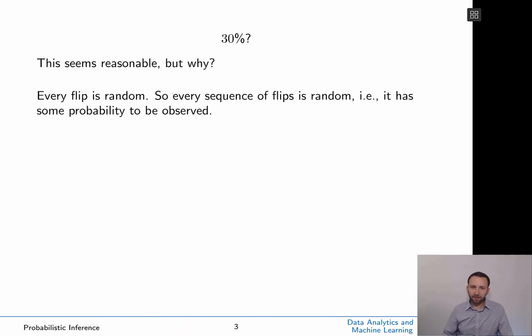So intuitively, this is a good choice, 30%. But why is it the case? And this is what we want to study in more detail in the following. And why is this one reasonable decision we can make among many other decisions we could make here?